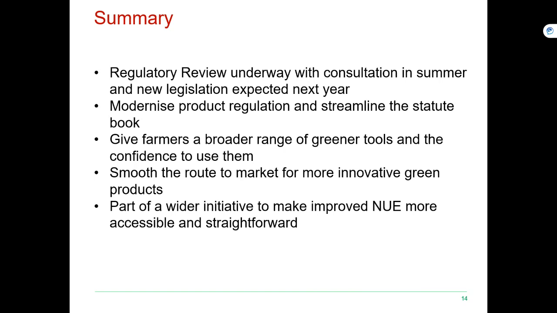What we're also hoping to do is smooth the route to market for more innovative green products and really shift away from the traditional, more polluting mineral and inorganic products. And as I hope you're aware now, this is all part of a wider initiative to make improved nutrient use efficiency more accessible and much more straightforward for farmers.